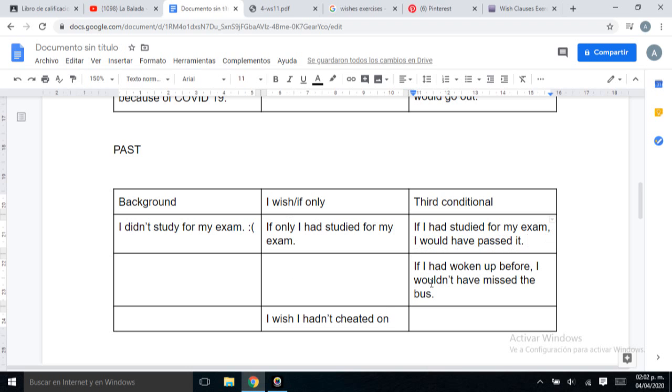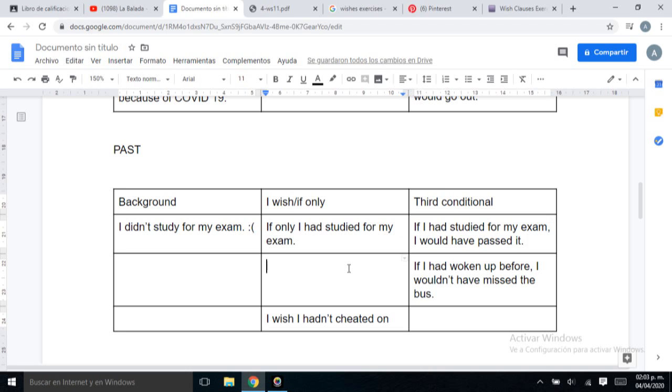Then let's have another example. If I had woken up before, I would have missed the bus. Let's imagine again the context, the situation, and remember, all of these situations are in past. How can I identify it? Because we have here the structure of the third conditional. Third conditional is always related to the past. Then let's imagine again, if I had woken up before, I would have missed the bus.